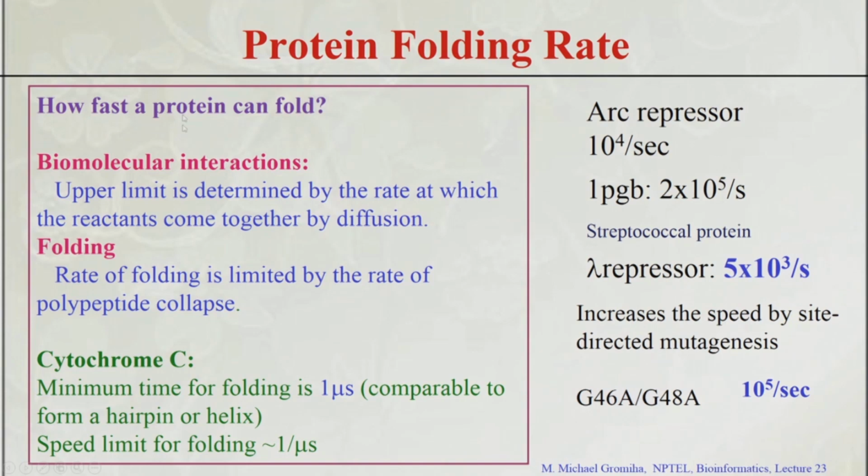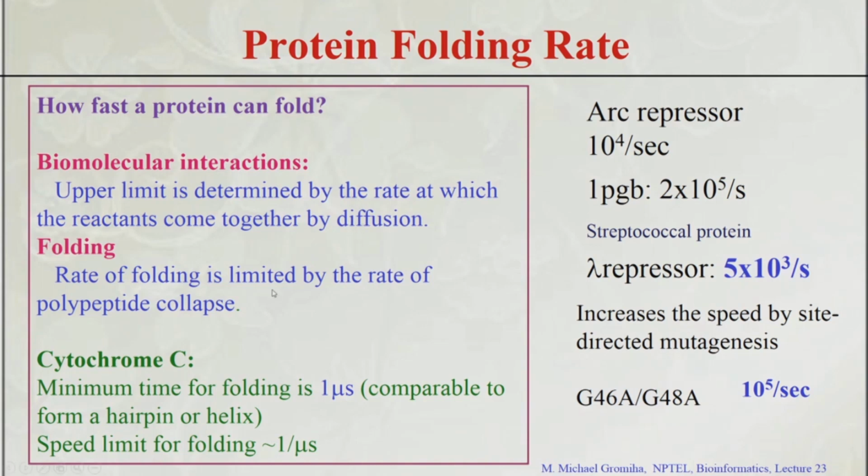For example, take biomolecular interactions, for two different proteins or a protein and DNA. If they want to make a complex, you can see the upper limit is determined by the rate at which the reactants, the molecules involved in the reaction, come close together by diffusion. So, how much rate do they take?